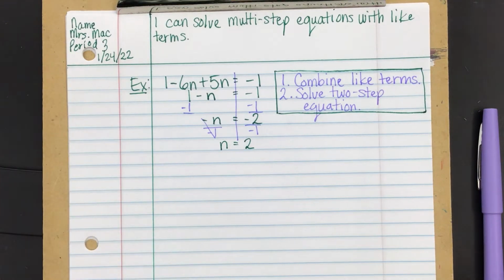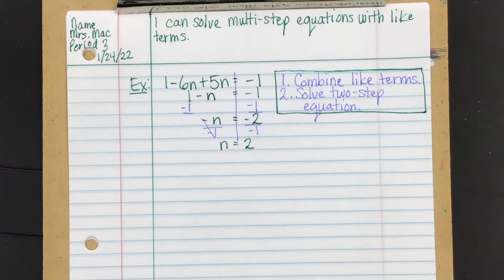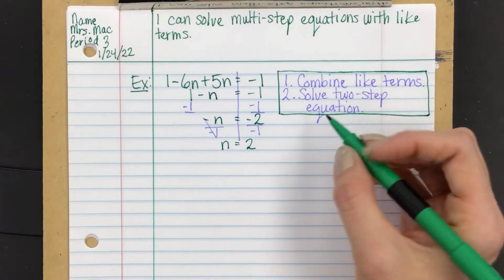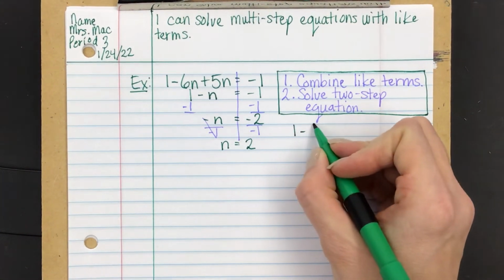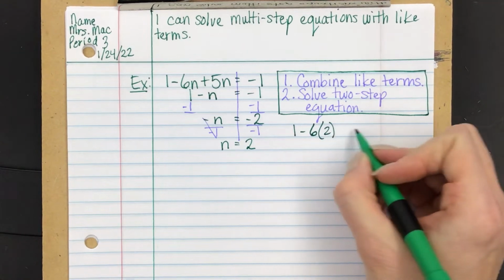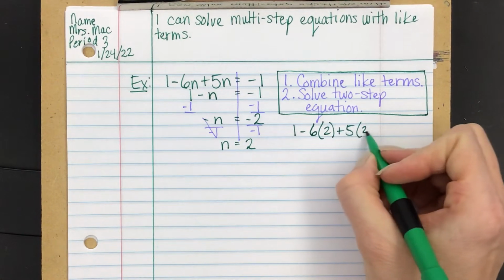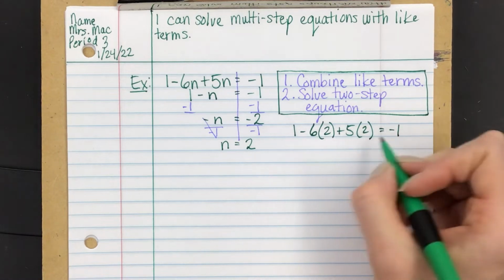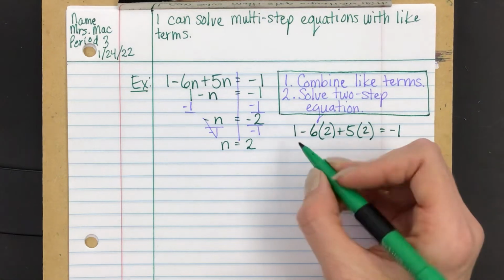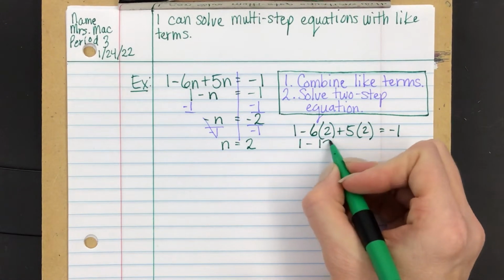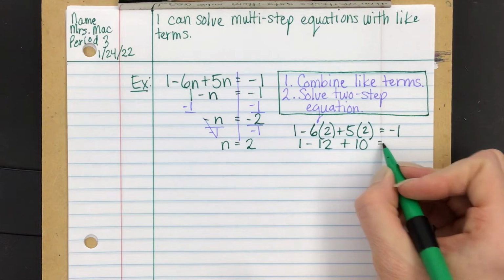Okay. Now an important part of this is checking your answer, because you want to make sure that you did this right, especially as things get really big. Okay, we're starting out small, but they're going to get pretty complex. So I'm going to take my answer 2 and plug it in for n in my equation. So this is going to be 6 times 2, 5 times 2. Now I'm going to use order of operations. I'm going to multiply and then add. So this will be 1 minus 12 plus 10 is equal to negative 1.